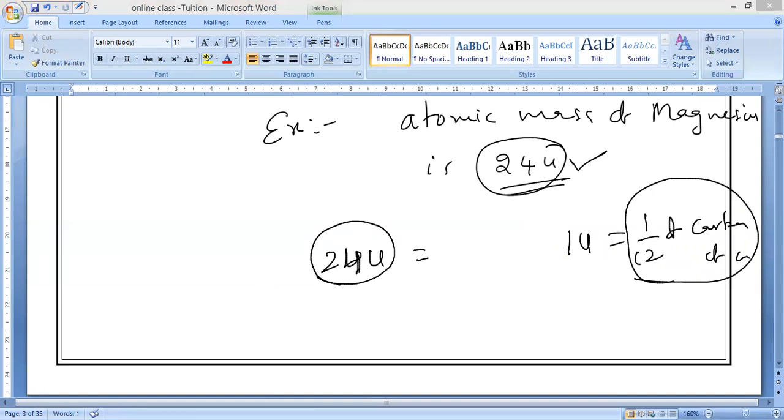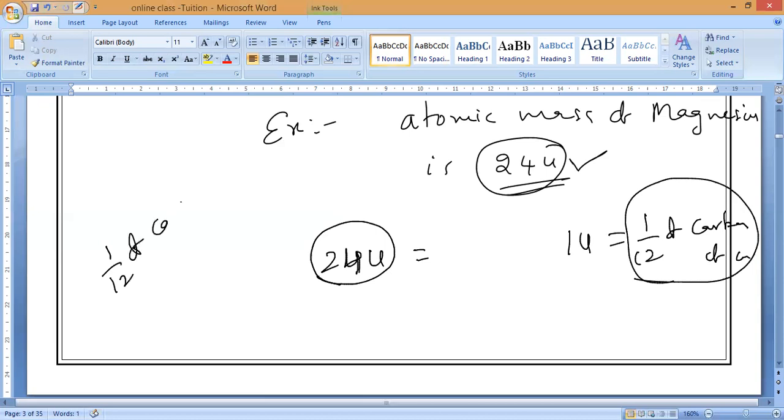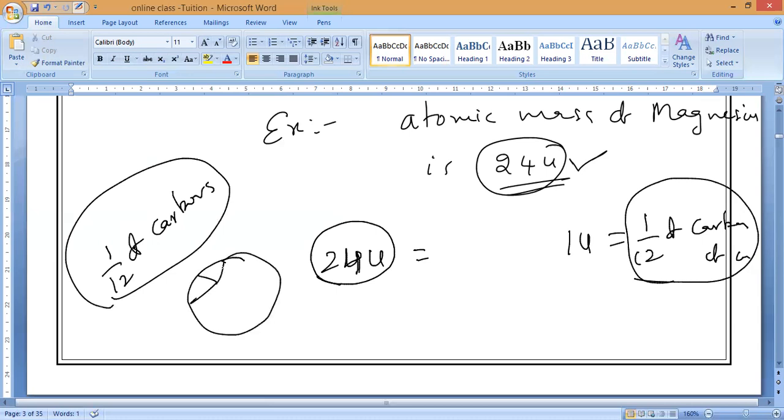If you observe very carefully, for 1/12 of carbon, how many pieces do we have to add? Suppose you take the carbon, you can divide it into 12 pieces. How many pieces? 12 pieces. So 1 piece equals what? 1 piece equals 1 unit. Yes or no? Please respond to me.